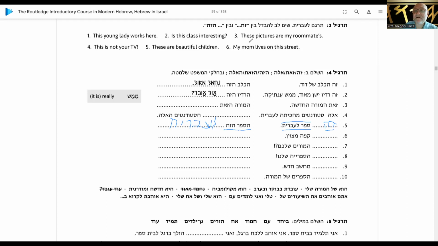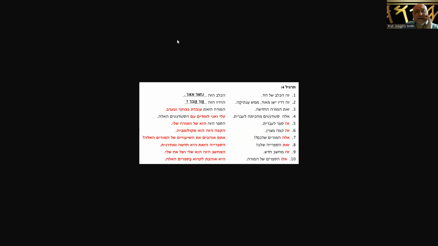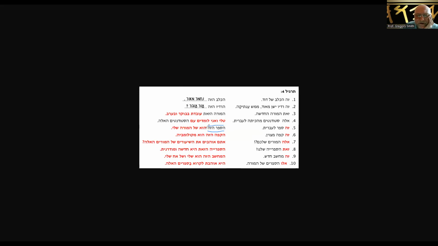But I'm not sure. I might have to do some review, or I might have to ask my friend to get a better idea on this here. Look at what they've got. HaSefer Hazeh. Okay, so I did get the Hazeh, that was included there. So this book, Hu Shel HaMoreh Shali. Look at that.